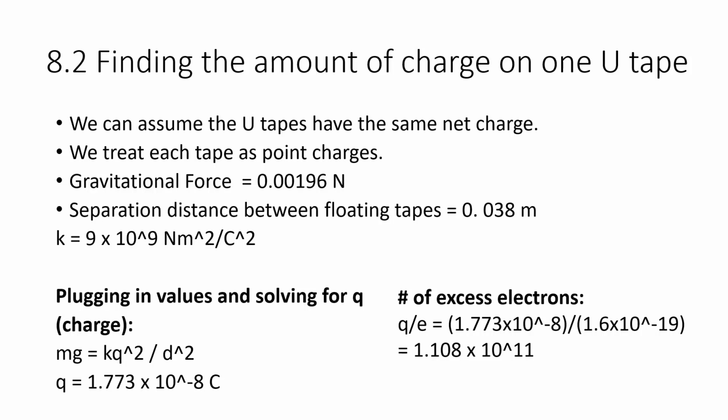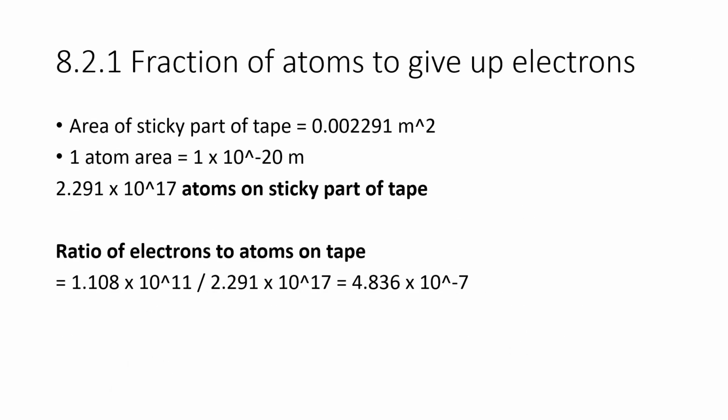In the next expression on the right, we can plug in the Q value, 1.773 times 10 to the negative 8th, divided by the charge of an electron to get the number of excess electrons, which is 1.108 times 10 to the 11th. Now, the area of the sticky part of the tape that we can calculate, which with approximately 20 centimeters of tape, was 0.002291 meters squared. The approximate surface area of an atom that we can use is 1 times 10 to the negative 20th meters squared. And dividing the total area by the area of an atom gives 2.291 times 10 to the 17th atoms on the sticky part of the tape.